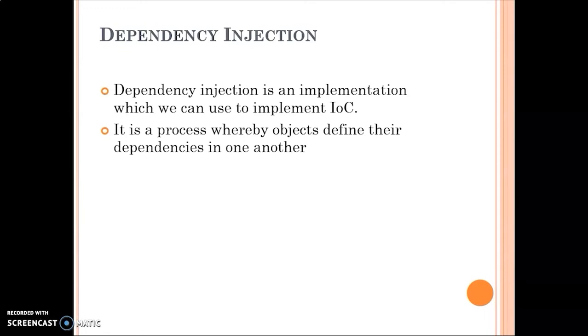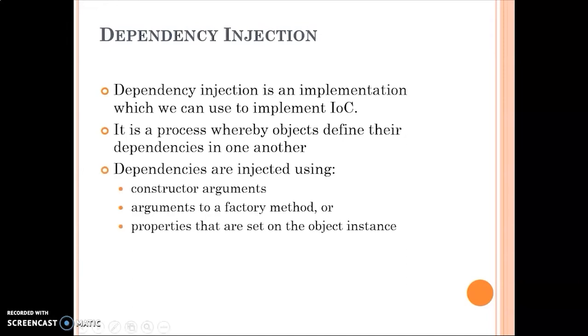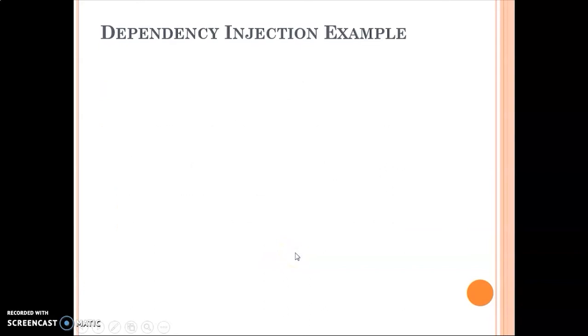So if there is a particular class, as we had seen in the previous video, that there is a car class and a tire class, and the car class is dependent on the tire class. If there is any such dependency that we want to define, we can do that with the help of dependency injection without actually creating objects in the class. Dependencies are injected in three different ways. One, through constructor arguments. Two, using arguments to a factory method, or you can use properties that are set on the object's instance. So let's go ahead and see an example on dependency injection.